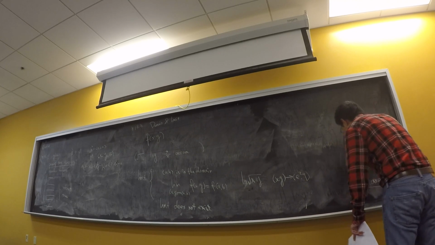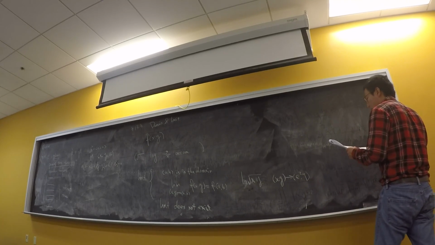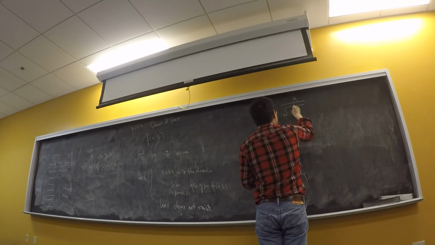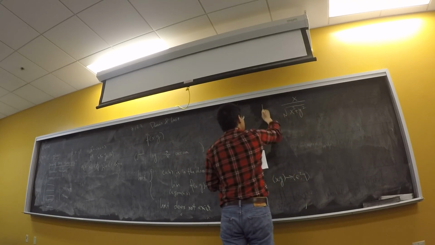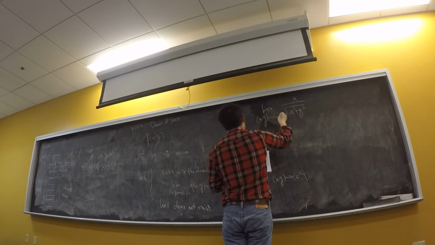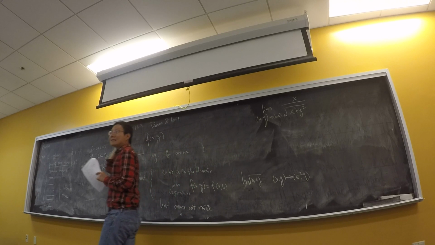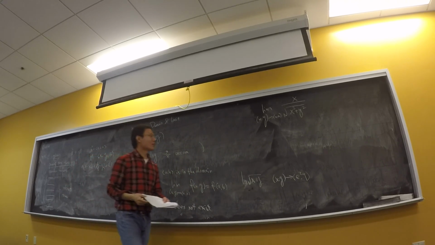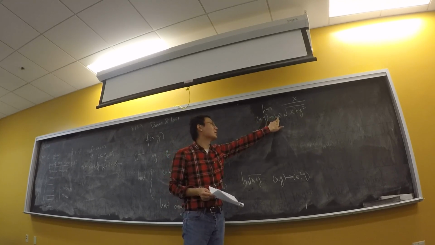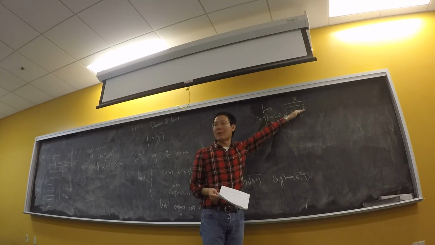So for instance, if I have a function x divided by the square root of x squared plus y squared, the limit as (x, y) approaches (0, 0), I want to prove this limit does not exist. I need to come up with two paths for (x, y) to approach (0, 0), and this fraction will end up with two different values, all right?